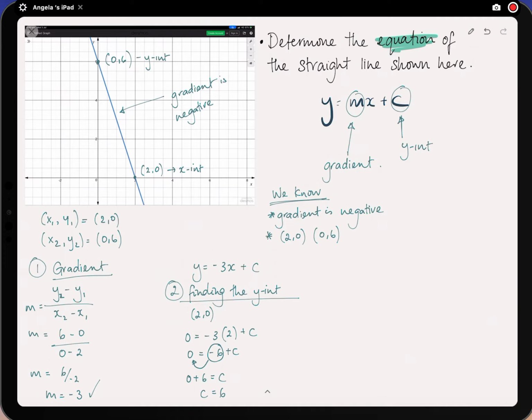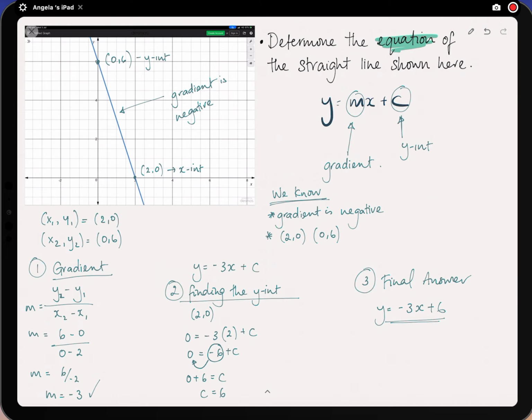So the final piece of my puzzle will be actually writing the equation. Just write final answer. y equals negative 3x plus 6. Therefore, we've just now found the equation to the straight line that we've been shown.